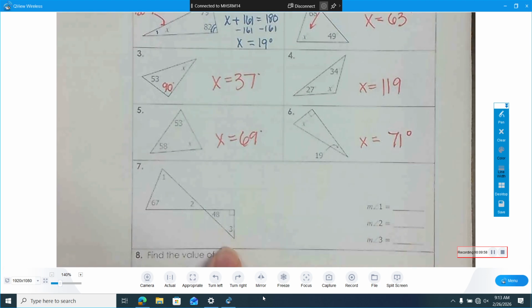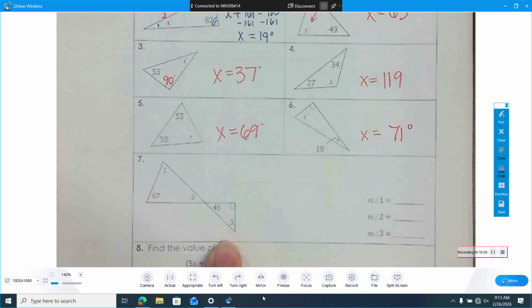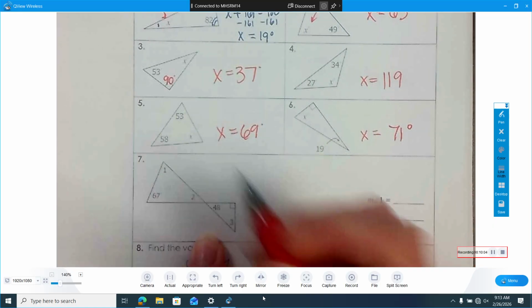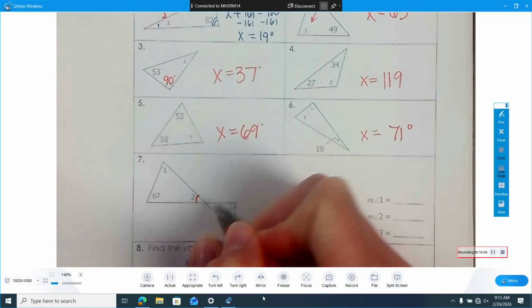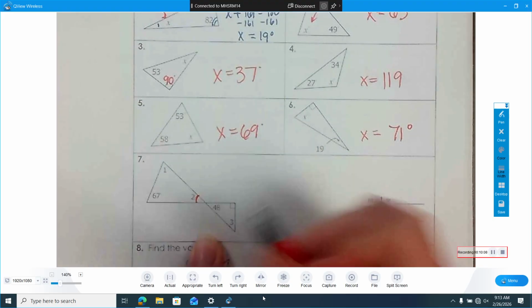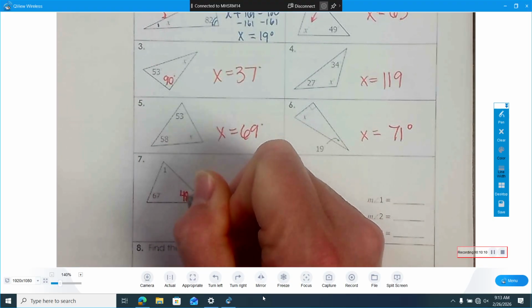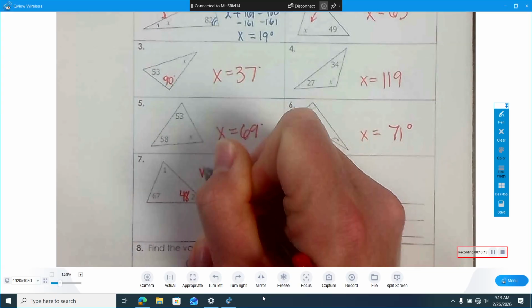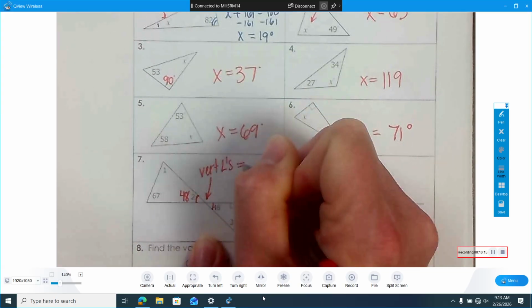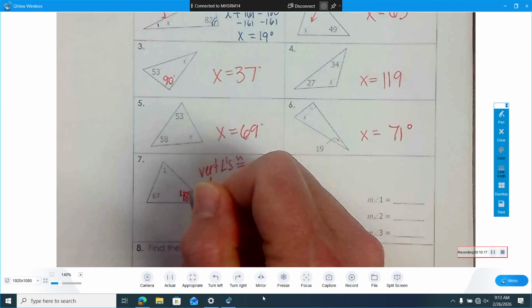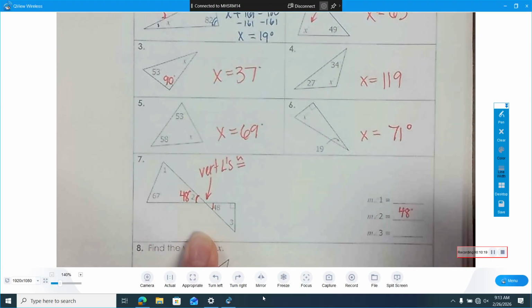Let's see. What did you find first on number 7? I heard 2 and 3. So 2, how did you know 2 was 48 degrees? Because they're vertical angles. Very good. That's right. These are vertical angles, and we know they're congruent to each other. So angle 2 is 48 degrees.